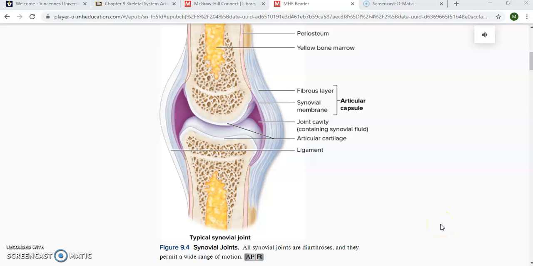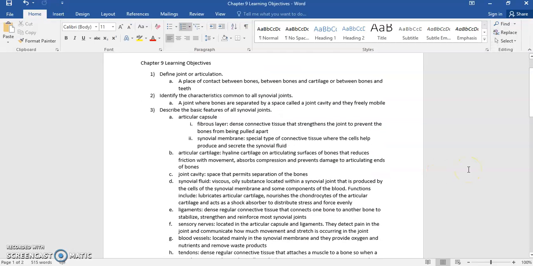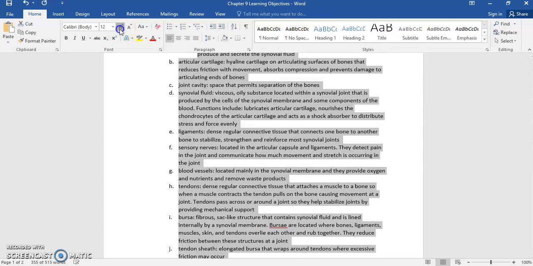Hi AMP1 students. In this video we are going to start talking about articulations, which is another term that we use to refer to joints in the body. So I'm going to go to our learning objectives. And so the first one, and I'm going to make these a little bit bigger, so you can see them a little bit more here.